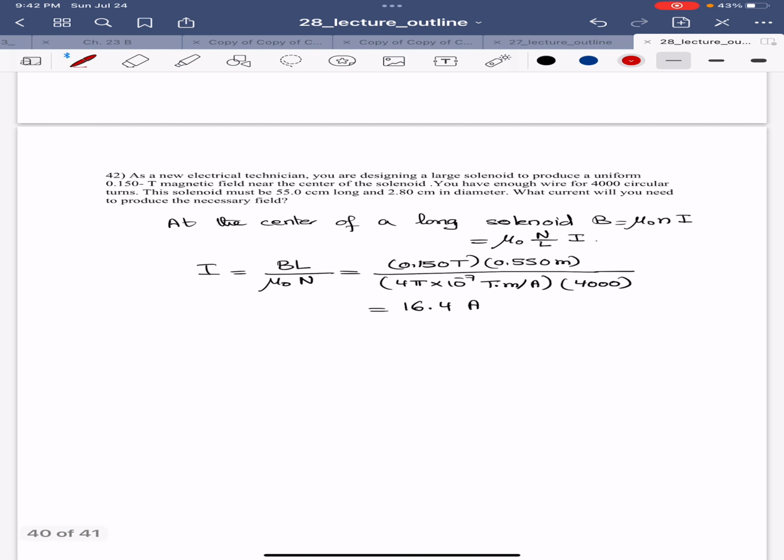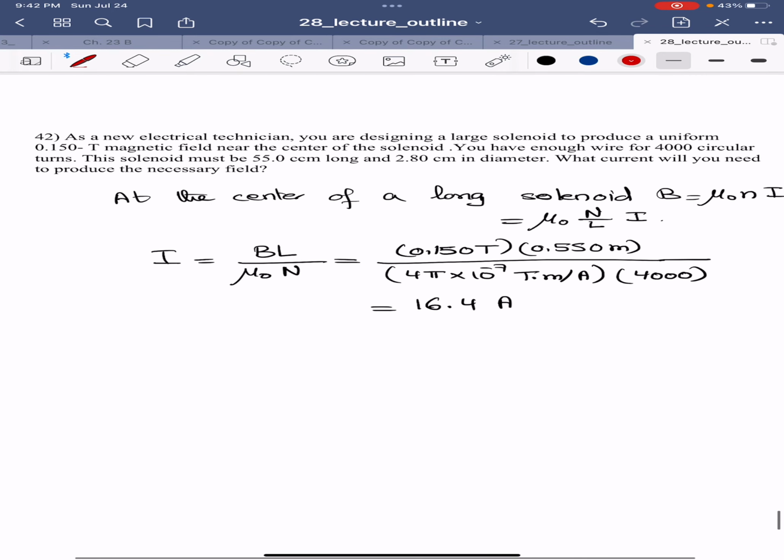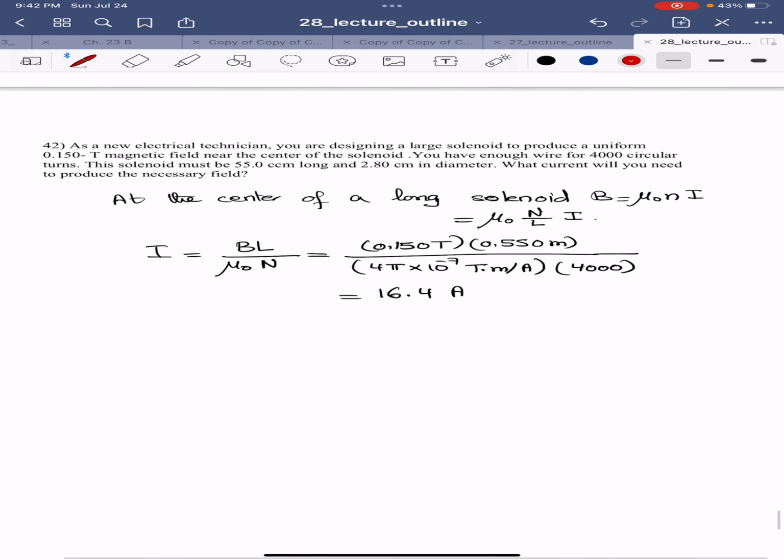This one here is about a solenoid. As a new electrical technician, you are designing a large solenoid to produce a uniform 0.150 tesla magnetic field near the center of the solenoid. You have enough wire for 4,000 circular turns. The solenoid must be 55 centimeters long and 2.8 centimeters in diameter. What current will you need to produce the necessary field?